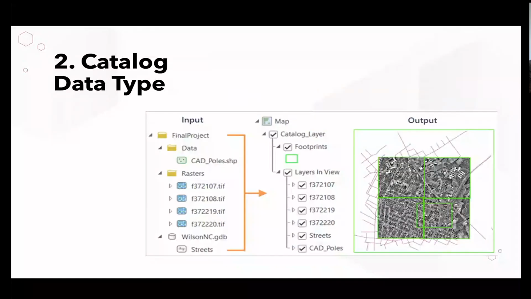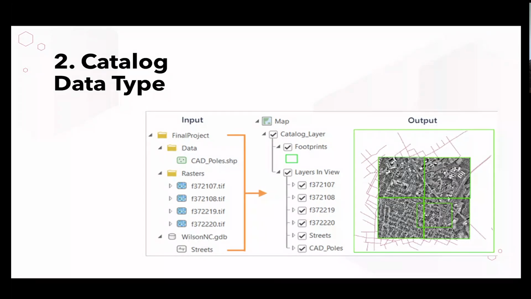Number 2, we have the new catalog data type. The catalog data type allows you to organize large numbers of datasets from different projects into a single catalog, and you can see that happening on the left-hand side of the graphic on the screen. A catalog layer can then be created from that catalog data type, and the footprints of all the datasets within it can be visualized on the map, as you can see on the right-hand side of the image. This can help you keep track of what areas you have data for within your area of interest quite quickly, as we can see on the right with the green rectangles.